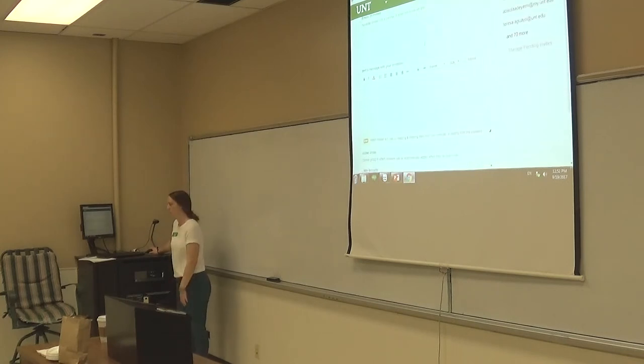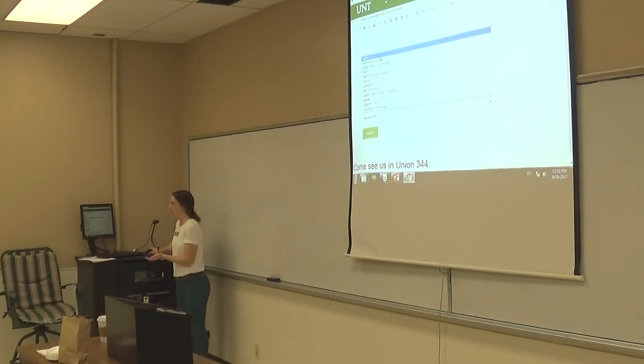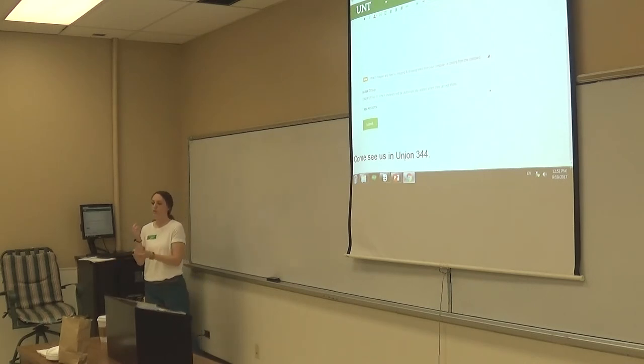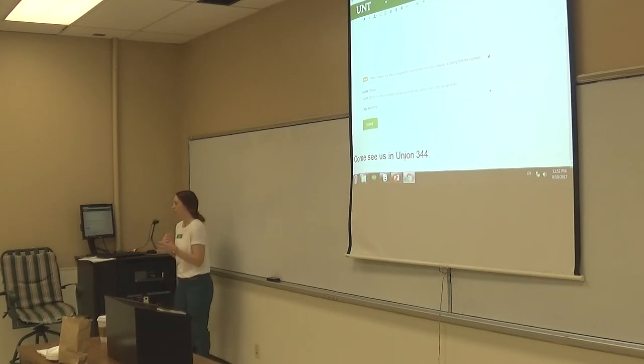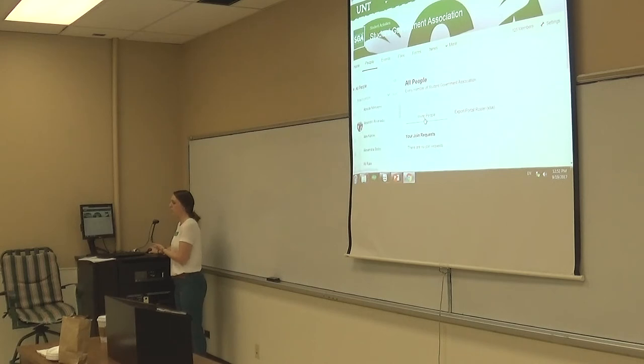I suggest they put in their MyUNT email because it's connected to their OrgSync profile. They can send a message if they want, and then they can choose whatever group within the portal they would like that person to be added to. So if they need to add this person to the administrator's group, they can do that, hit submit, and that person will get an email inviting them to join the portal. Once they accept, they'll automatically be in that group. So if officers need to be added, that is one way they can be added to the portal.